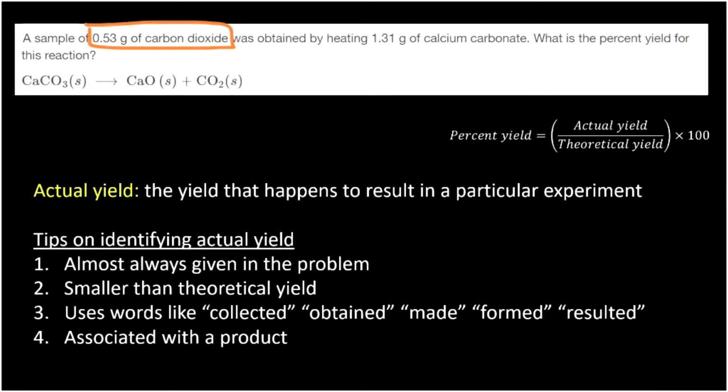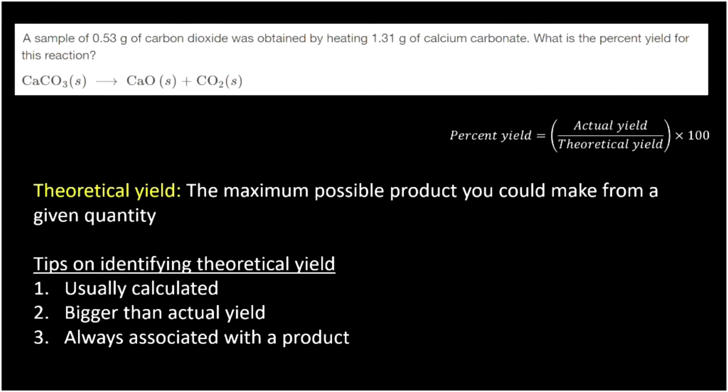All right, let's think about some tips for our theoretical yield. Our theoretical yield is the maximum possible product we can make from a given quantity. And here's some tips. Usually we calculate it. So most of the time our problems won't give us our theoretical yield. Instead, they'll give us a way to calculate it. So usually we calculate it. Remember that it's always bigger than our actual yield, and it's also always associated with a product.